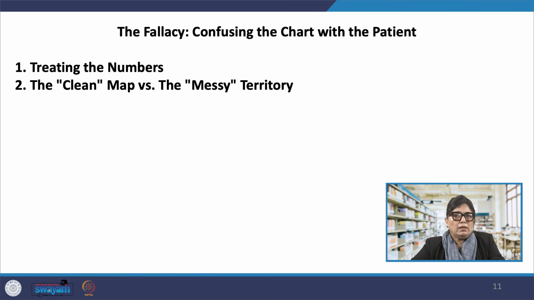The clean map versus the messy territory. The map is clean, orderly, and quantifiable. The territory, the human experience, is messy, unpredictable, and qualitative. When doctors prioritize the map, they choose the comfort of data over the complex reality of human suffering.